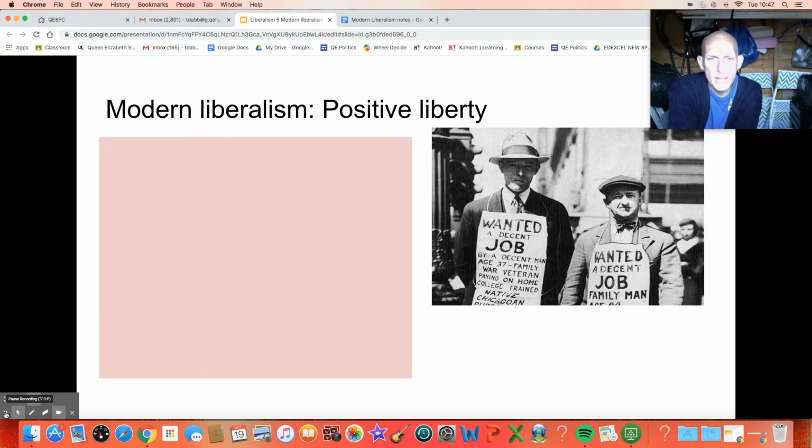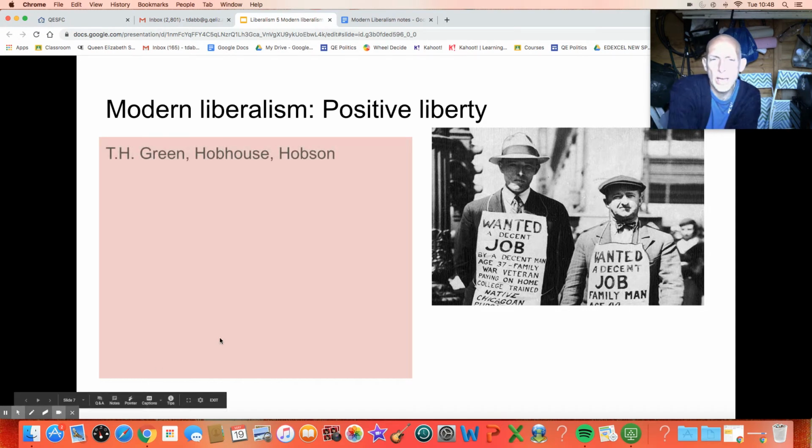So what we get in the end of the 19th century and the early 20th century, therefore, is this development of an idea of positive liberty, and it's directly in contrast with negative liberty that we saw before. One of the things they're doing, these people, and they include people like T.H. Green and Hobhouse and Hobson, is to say, look, take, for example, this harm principle.